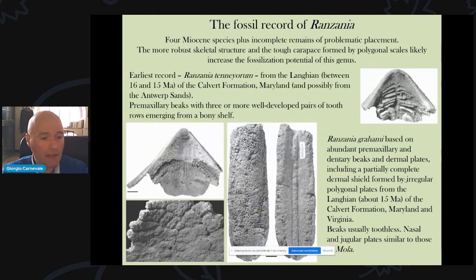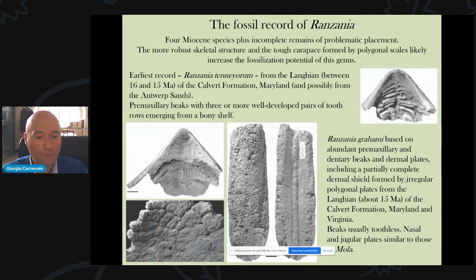Ranzania, the genus Ranzania, is much more diverse in the Miocene compared to Mola. At least four species-level taxa have been described, plus some indeterminate fossils. The earliest record is that of Ranzania tenneriorum from the Langhian, about 16 million years ago, of the Calvert Formation in Maryland. Apparently, there is also a premaxillary beak-like jaw from the Antwerp sands in Belgium, which can be referred to this species. And it is characterized by having three or more rows of triturating teeth in the premaxillary jaws.